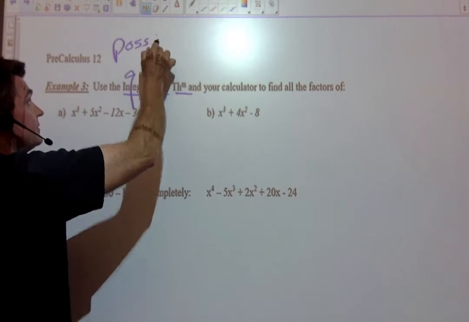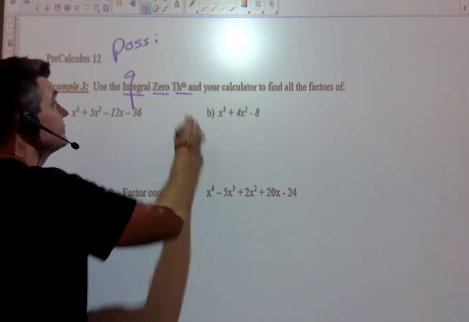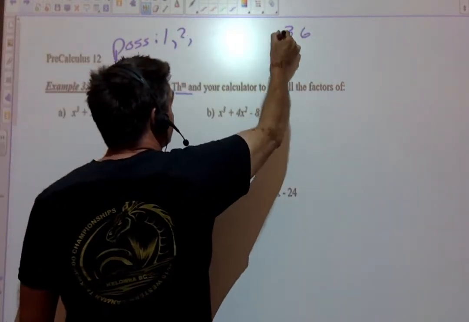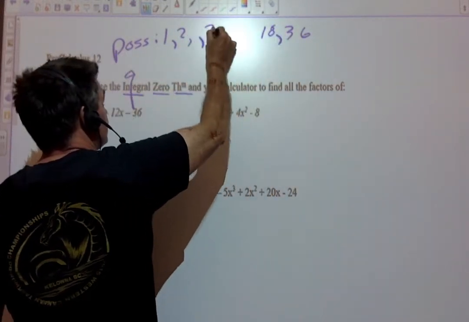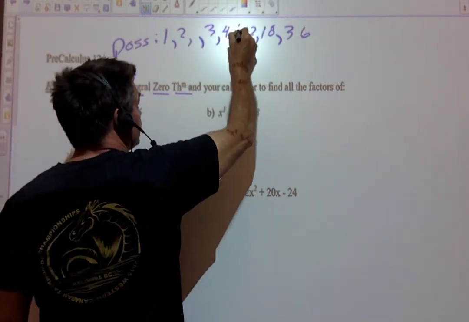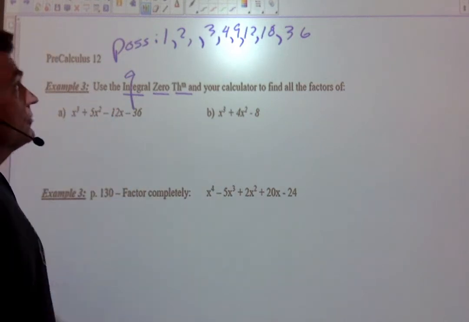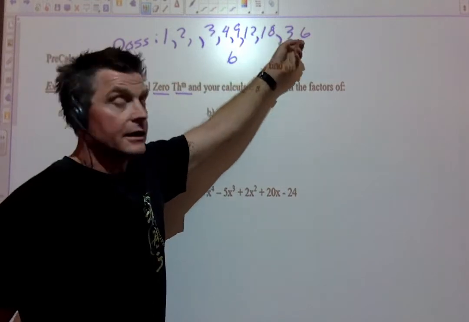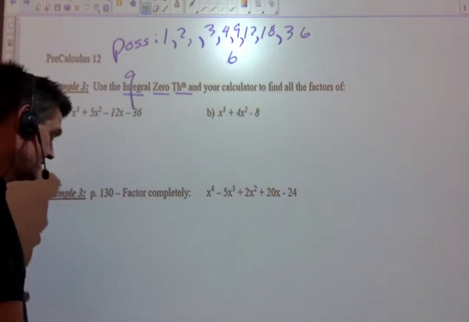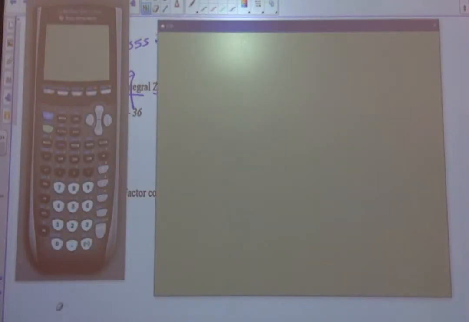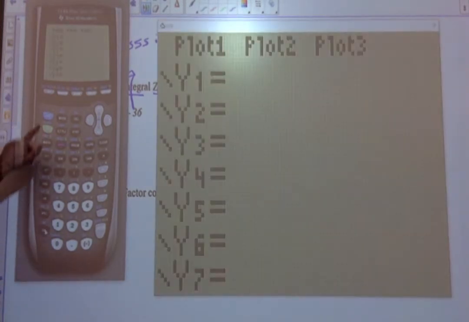My possibilities for 36, the factors of 36, well, it's 1 and 36, 2 and 18, 3 and 12, 4, yeah, 4, 9, wow. Oh, and there's also 6, man. So it's plus or minus 1, 2, 3, 4, 5, 6, 7, 8, 9. There's 18 different possibilities. We're not checking those all by hand. We are plugging this thing into the calculator. Okay, so what is the polynomial? I'm going to plug that in as y1.